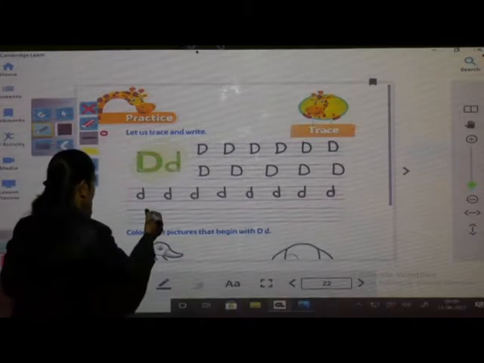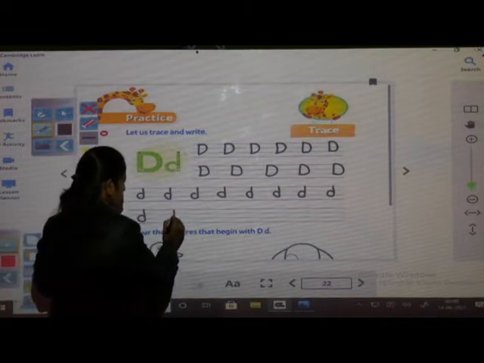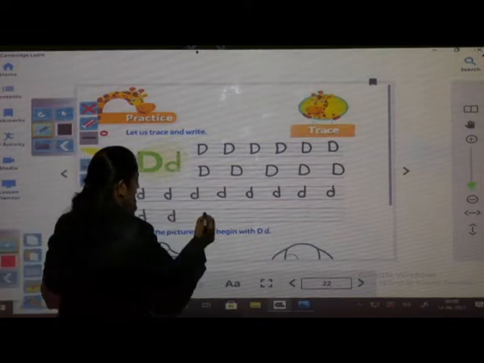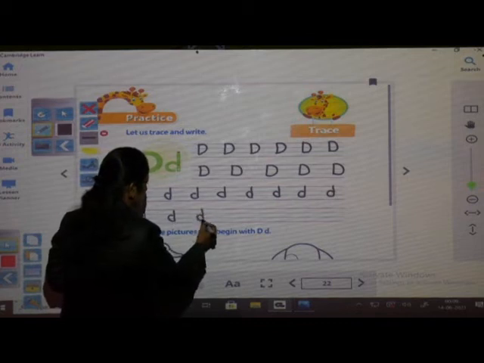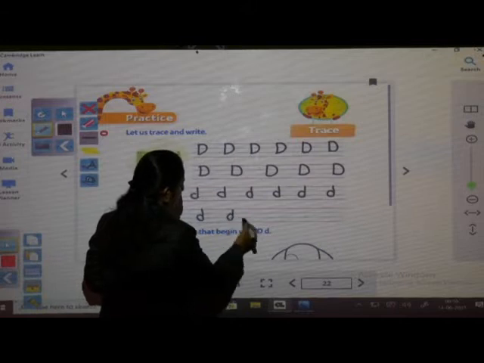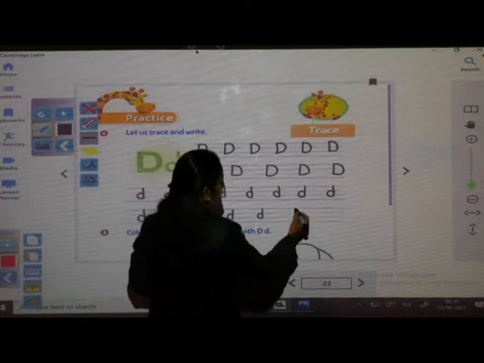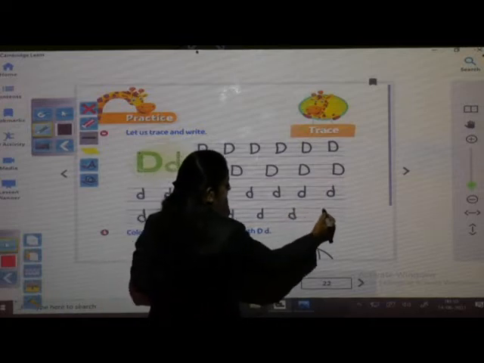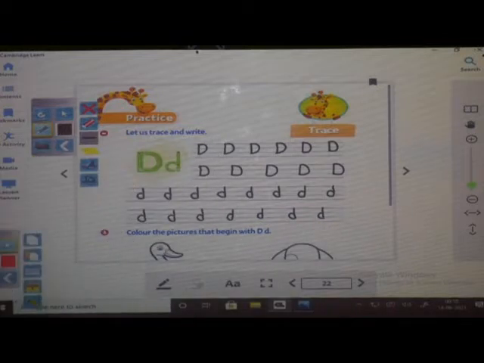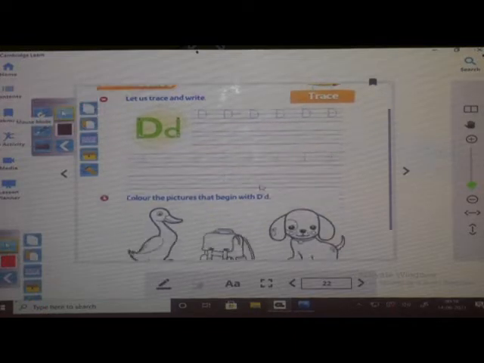Yes. Complete fast. Write properly. Don't erase. Write in good handwriting. Start with red line and end to the blue line. Small letter D. Okay? Done? Yes. Now you have to see here.